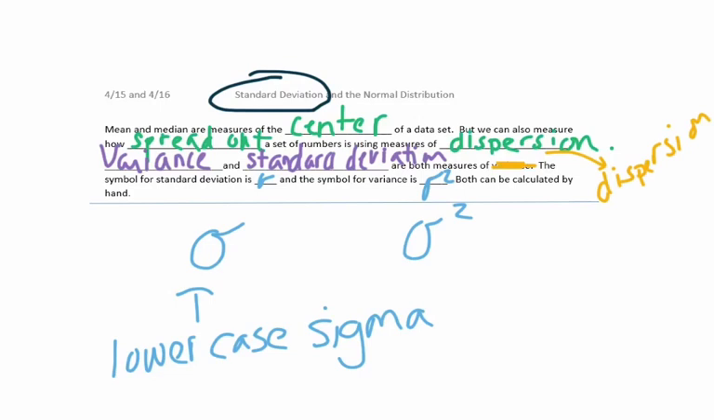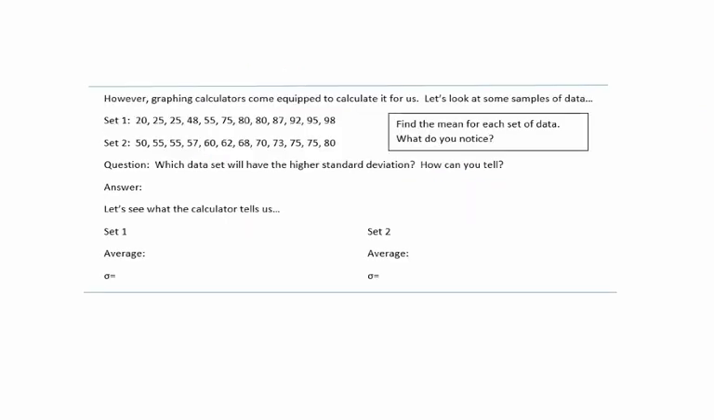All right, so we want to make sure that we have the contrast here. Mean and median measure where the middle of the data is, and variance and standard deviation specifically measure how spread out the data is. The bigger the standard deviation, the more spread out the numbers are. So let's take a look at this with an example. Here we have a couple of data sets.